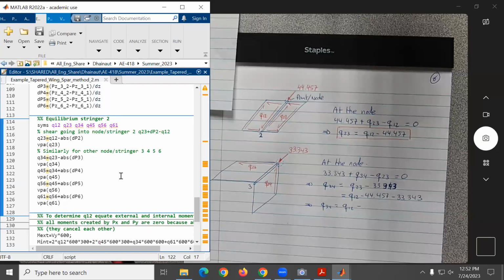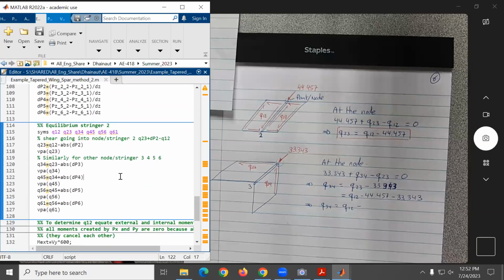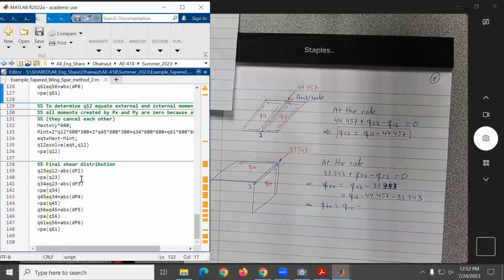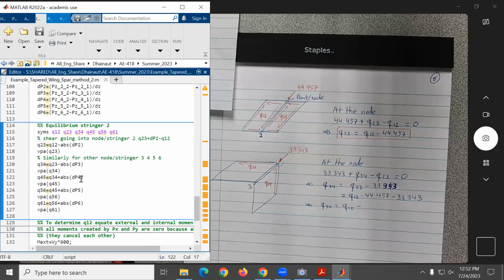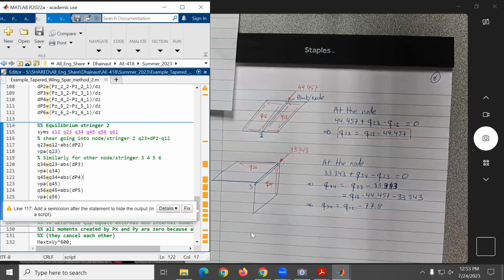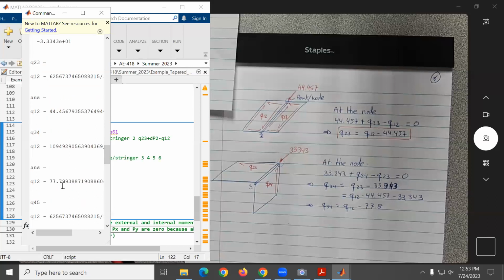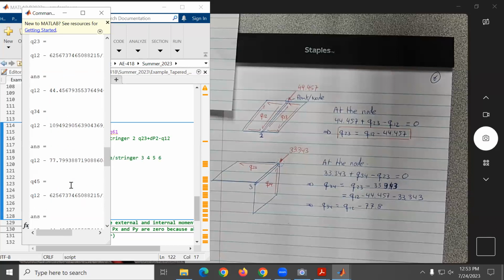So that's basically what I'm doing next. I'm guessing. Yeah, that's what I did over here. How much is it? 77.8. 77.8. Okay. But do I have that on the code? That's what I want to look at. Is this 77.8? Yeah, 77.799. Okay.